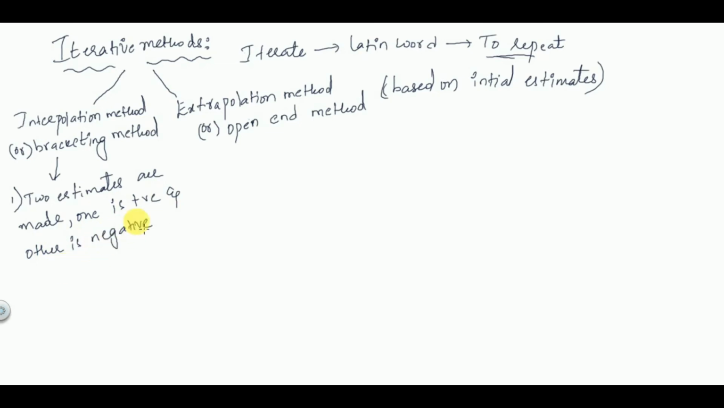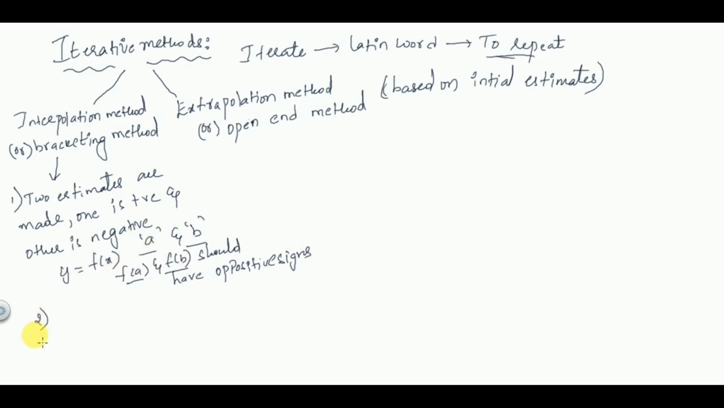One is positive, that is a positive value should be obtained with the function. So if you are given y is equal to some f of x and you have taken the initial estimates as a and b, then f of a and f of b should have opposite signs. Not necessarily a and b should have opposite signs, but f of a and f of b should. So like that you have to take the initial estimates.